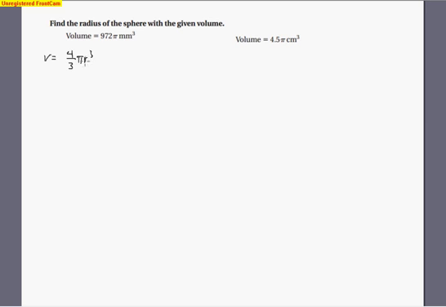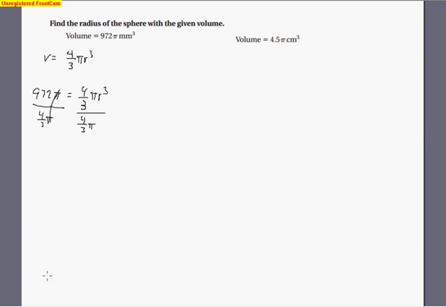We're trying to find r. Well, we know V this time, so 972 pi equals 4/3 pi r cubed. And so what I'm going to end up doing is dividing by 4/3 pi, on both sides of this equal sign. And that's going to cancel out the pi's.